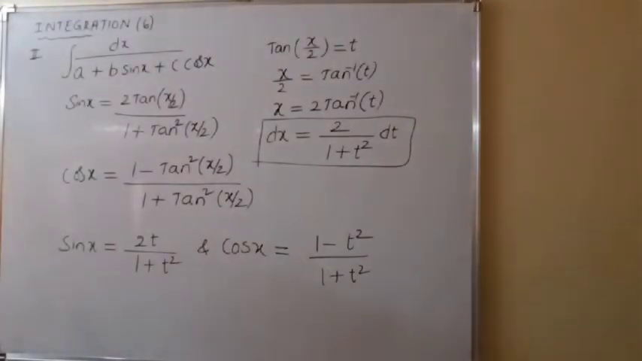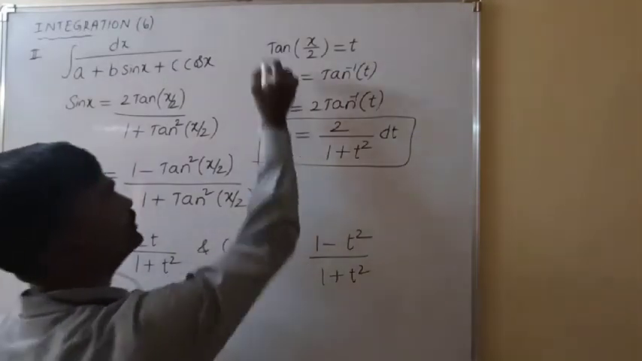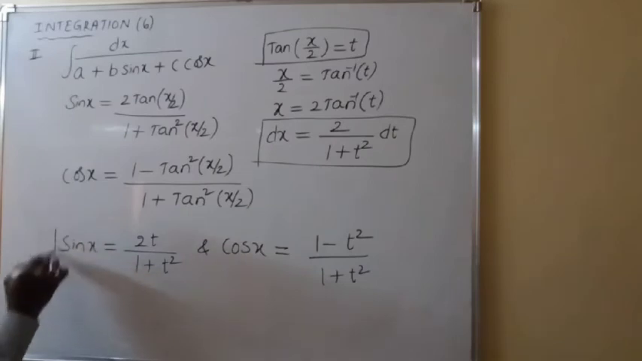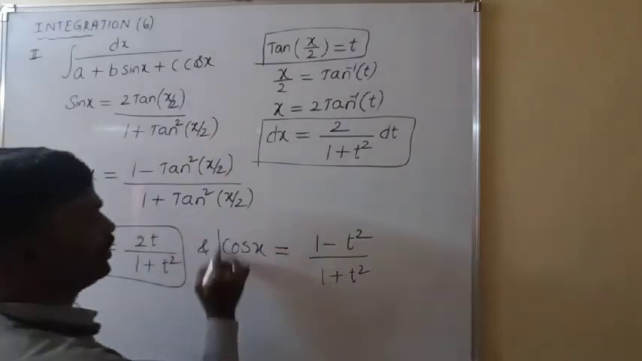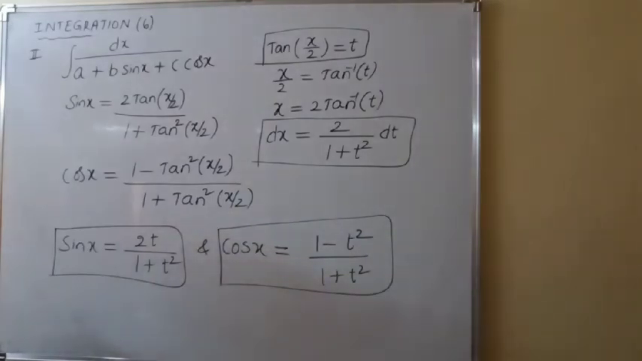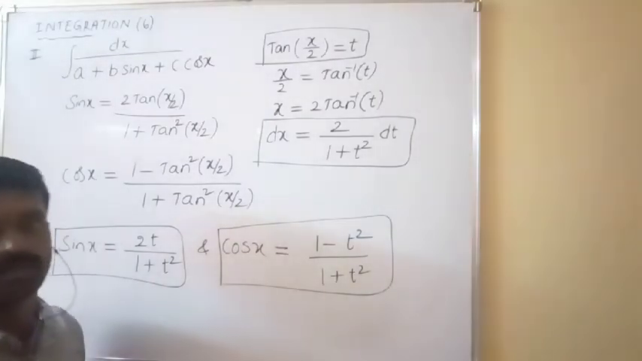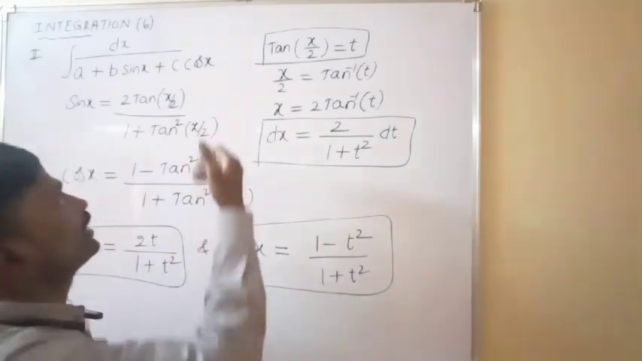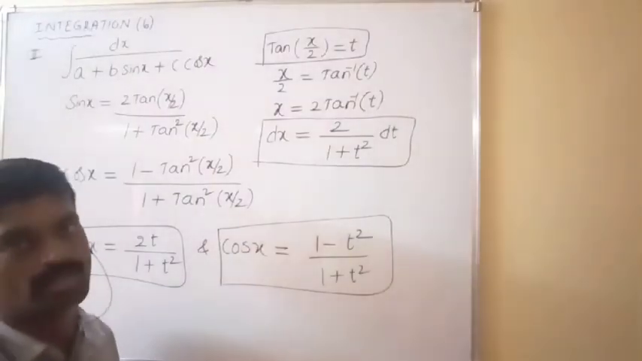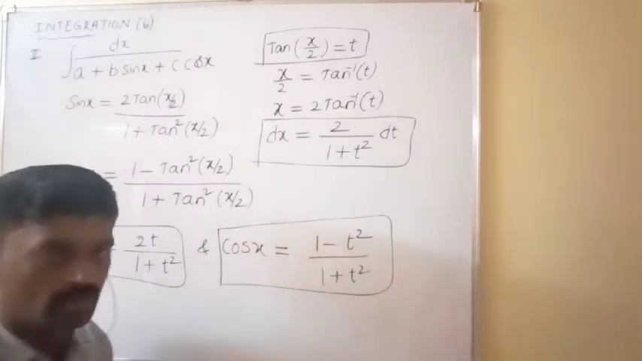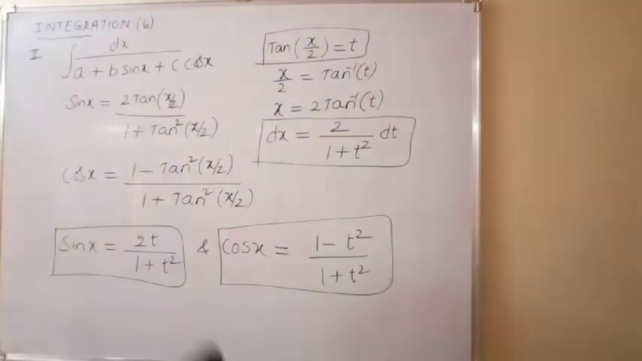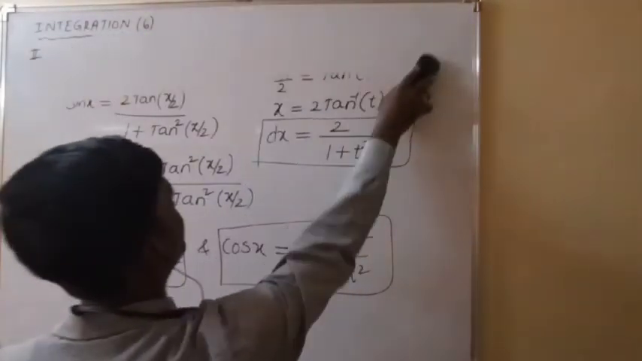So in this method, try to remember this substitution: tan of x by 2 is t, and the dx value, sin x value and cos x value. You better remember these so that we can directly approach the problem. We can directly convert sin x and cos x in terms of t, where t is equal to tan x by 2, so that we can reduce the steps and save time.